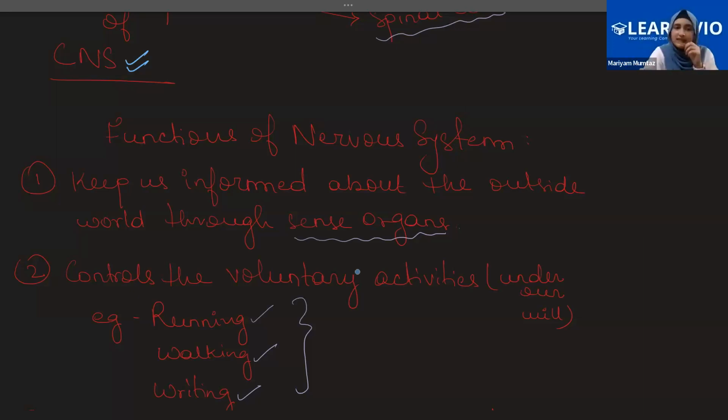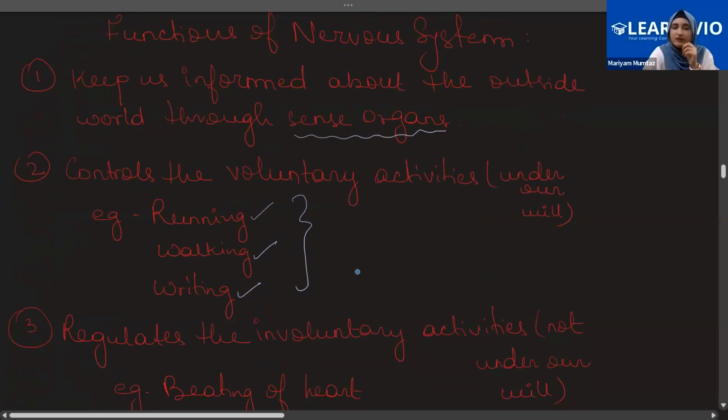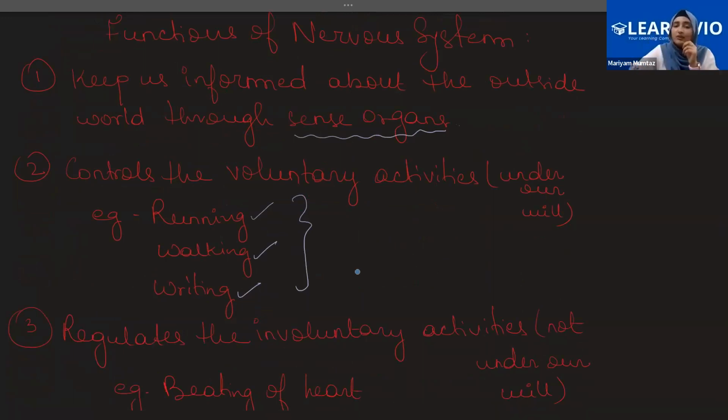Now, the second function of the nervous system is that it controls the voluntary activities. Voluntary activities are all those activities that are under our control. Meaning, if I can lift my hand up like this, it's because the muscles of the hand are under my control. So activities such as running, walking, writing are voluntary activities. Voluntary means under our will, under our control.